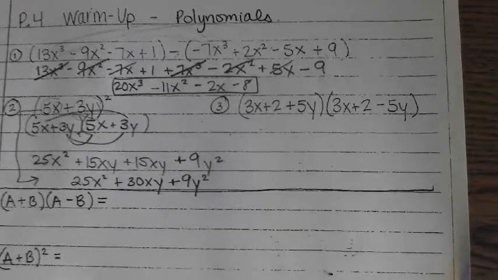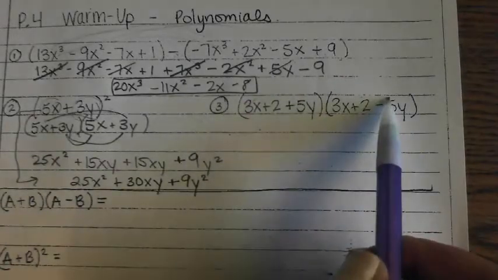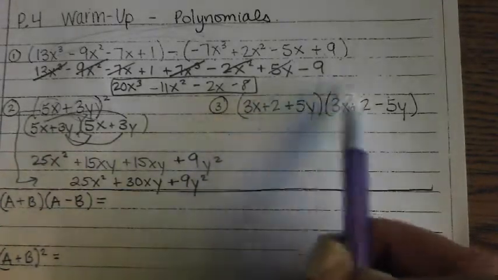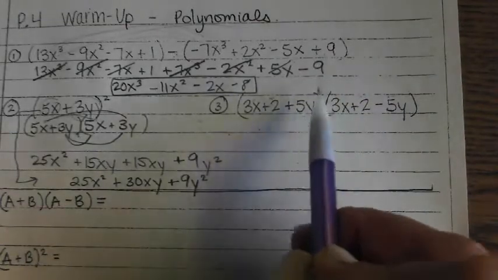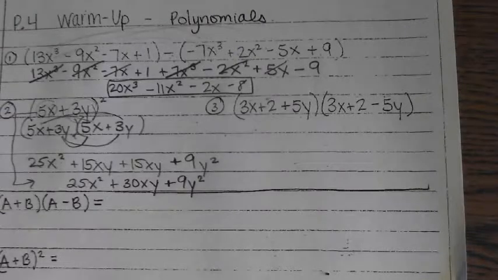When you take a look at number 3, what does your gut tell you on that one? Lily J. So 3x times 3x, 3x times 2, 3x times negative 5y, then move on to the 2, 2 times 3x, 2 times 2, 2 times negative 5y, and then move on to the 5y. Okay? That is one way. Does anybody see anything else that could save us time?